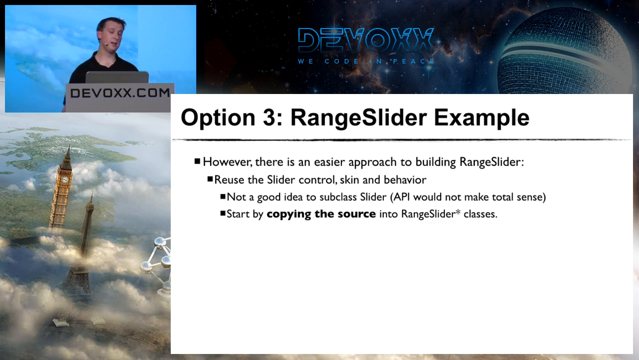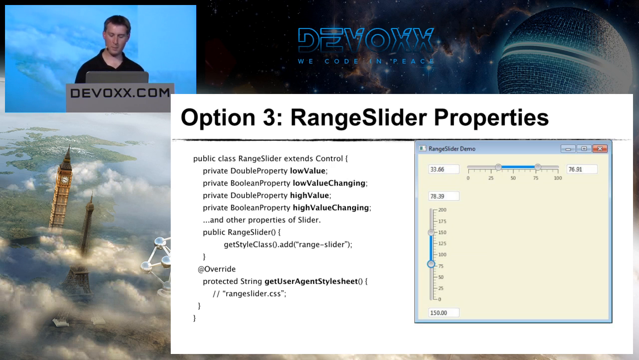So the way we did it in the end was to copy the slider code into our range slider class, and just start ripping out the value references and changing them into low value and high value references. And very quickly you can reuse a heap of the slider code for the skin, behavior, and even the API without having to write a lot of confusing code. Plus it's a really good kind of educational experience.